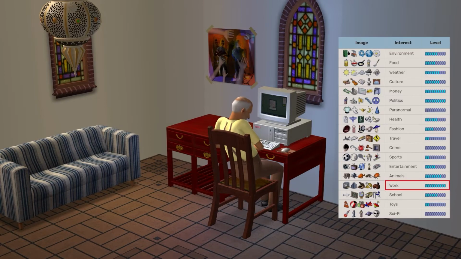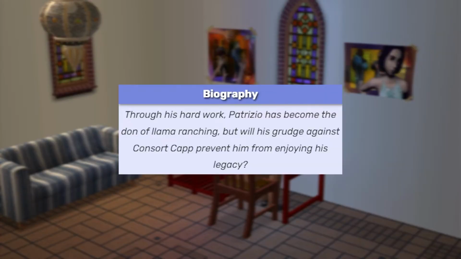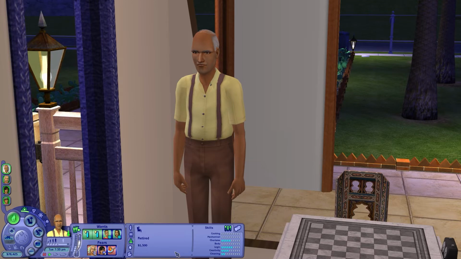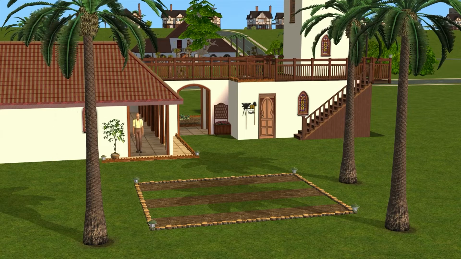Both his very high interest in work and his bio confirm that he's a hard worker. His bio reads, "Through his hard work, Patrizio has become the Don of llama ranching, but will his grudge against Consort Cap prevent him from enjoying his legacy?" You might have noticed that despite being high up in the culinary career, Patrizio doesn't have any points in cooking. I think his bio gives a possible explanation there.